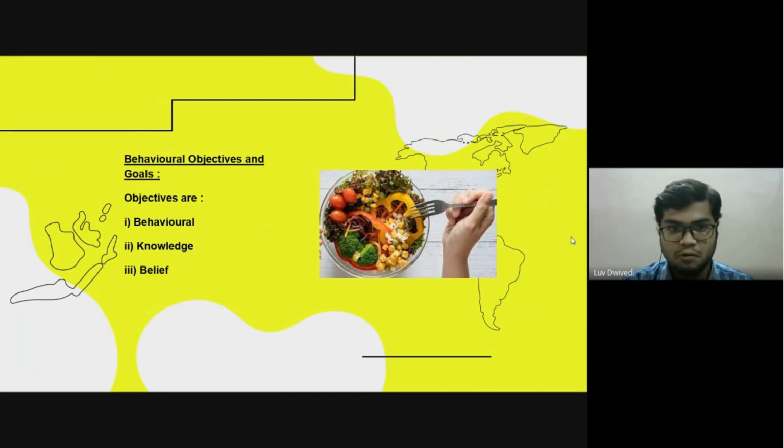Now, coming to the last classification, that is the belief. We believe that following extreme diet plans like the keto diet is not good for children as it can cause nutrition deficiency. Children can prevent obesity and stay healthy by avoiding junk food, having home-cooked healthy food, and by exercising or performing physical activities.